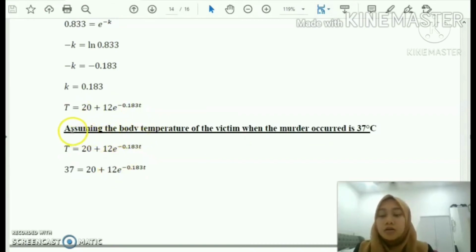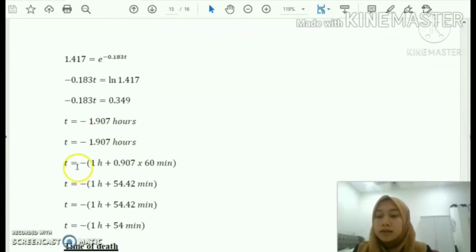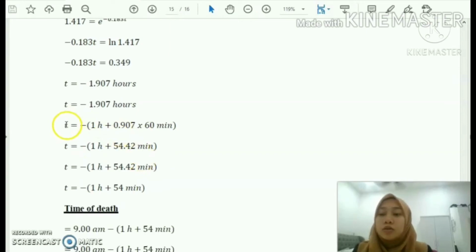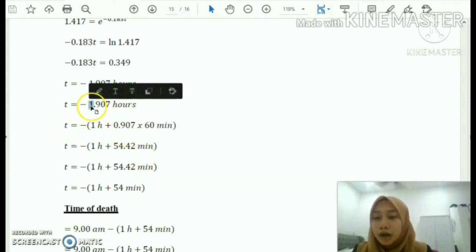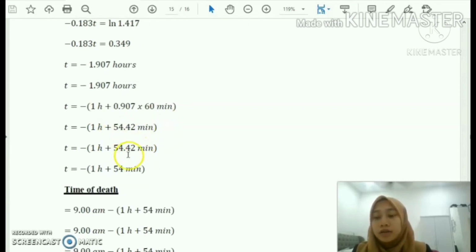So we assume the body temperature of the victim when the murder happened is 37 degrees Celsius. We put this temperature into the new equation, and we will get t equal to negative 1.07 hours. So for this one it's 1 hour, and for the decimal part we don't know how many minutes, so we need to convert to minutes, which is times 60 minutes. Then we will get 54 minutes.